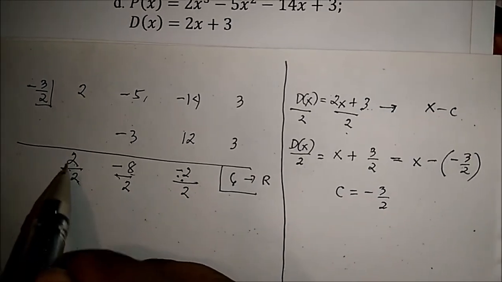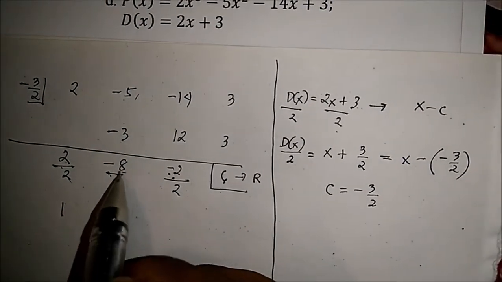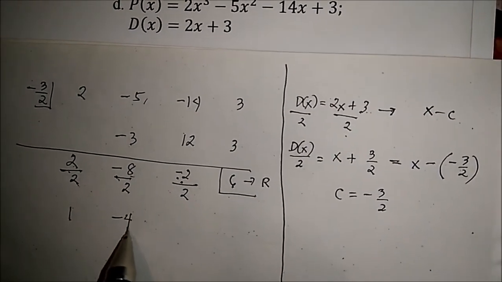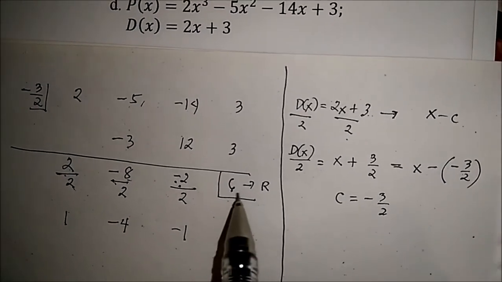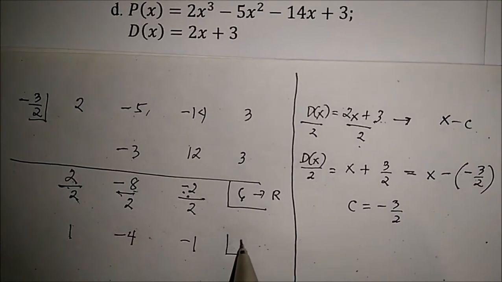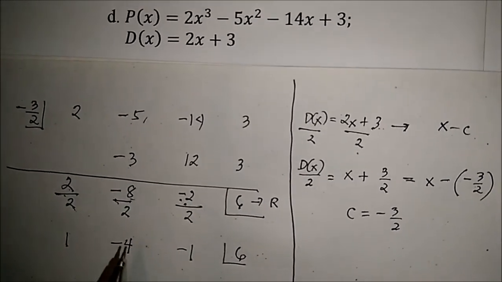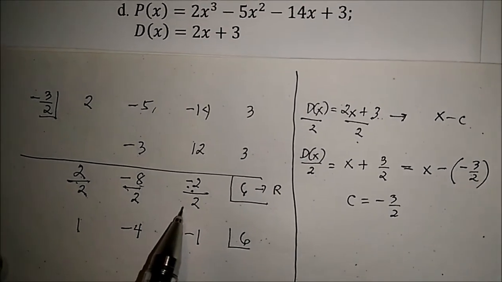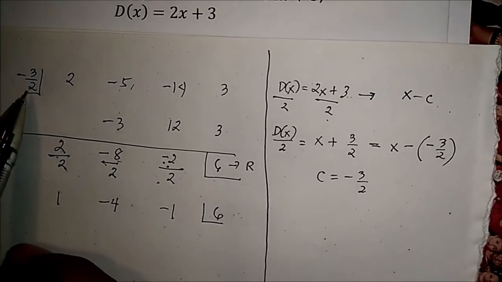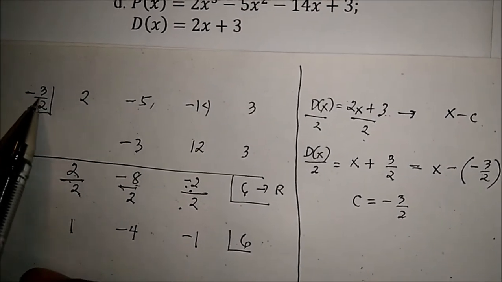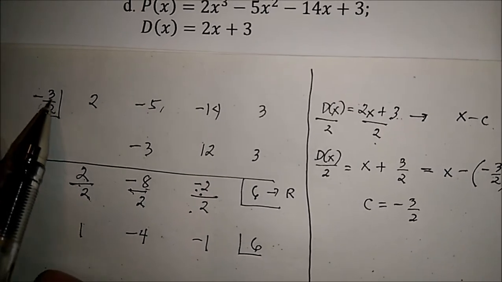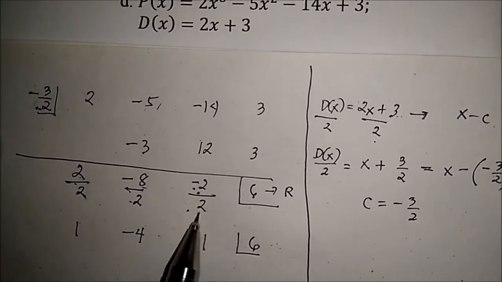So, in this case, 2 divided by 2 ay 1. Negative 8 divided by 2 ay negative 4. Negative 2 divided by 2 ay negative 1. We don't divide the remainder. The remainder remains 6. Ang dinidivide lang po ay yung quotient part, no? So, just to recall, since nag-divide tayo ng 2 sa divisor, kailangan mag-divide ng 2 sa quotient.